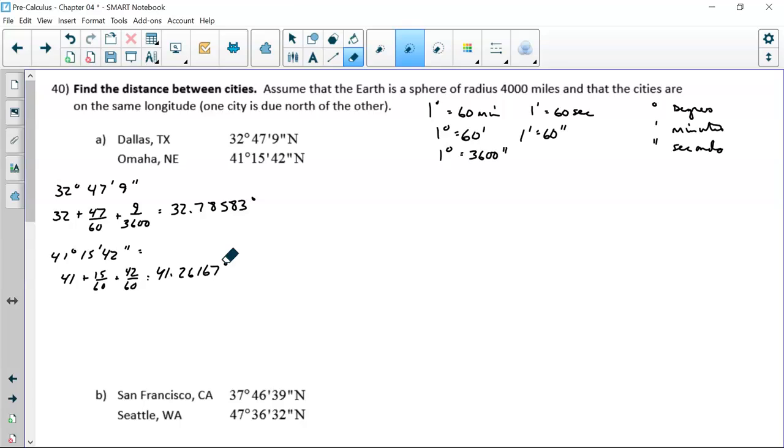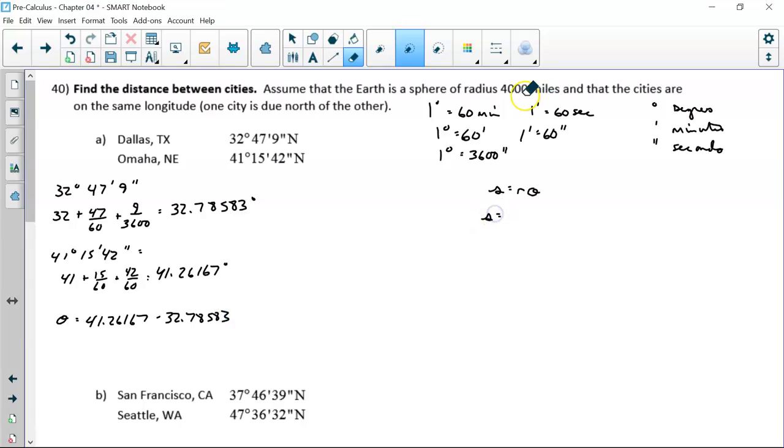Now, we're trying to find out how far apart these two cities are. We're finding out what theta is. So keep in mind, S equals R times theta. Theta is the central angle, and the central angle is going to be the difference between these two cities. So it's going to be 41.26167 minus 32.78583.